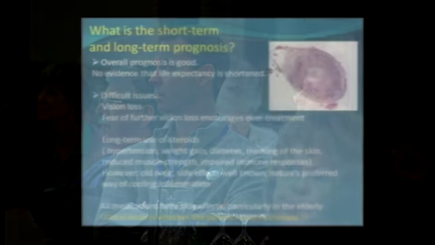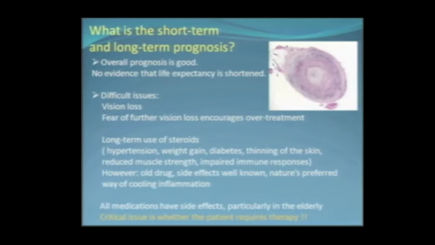What are the difficult issues? The difficult issue is the vision loss. This is a disease that causes what we think is preventable vision loss. There is nothing as devastating coming into the life of a human being than losing vision in an eye when it could have been saved. So that determines, and the fear of further vision loss, of course, encourages that we overtreat this disease. Because when in doubt, we will treat. Because we don't want to come to that point that we're losing vision in the second eye.